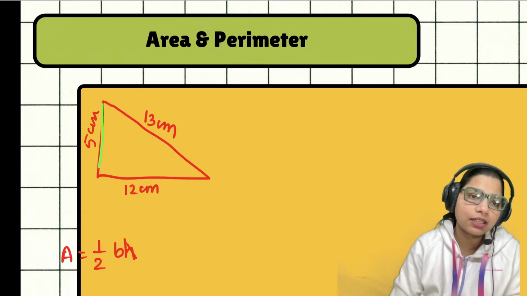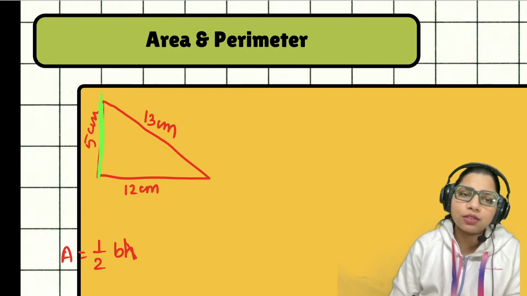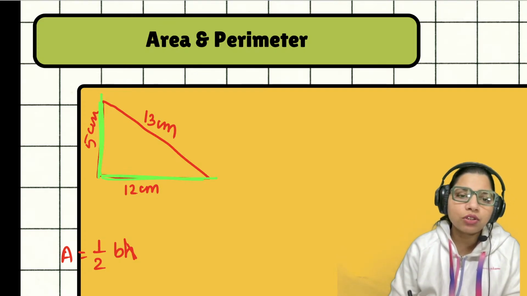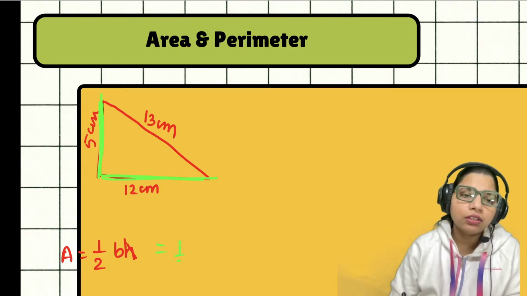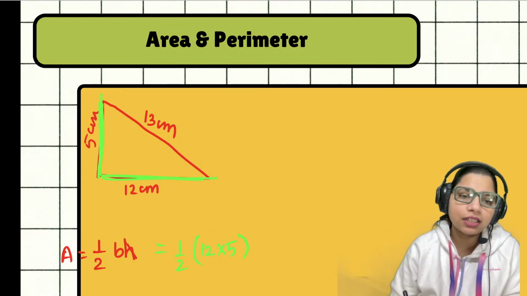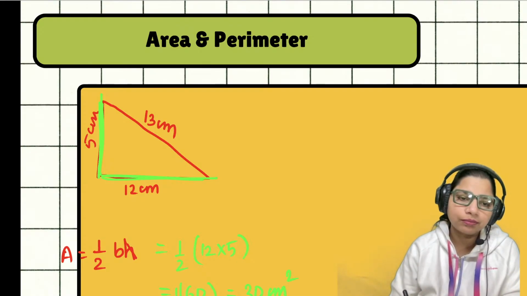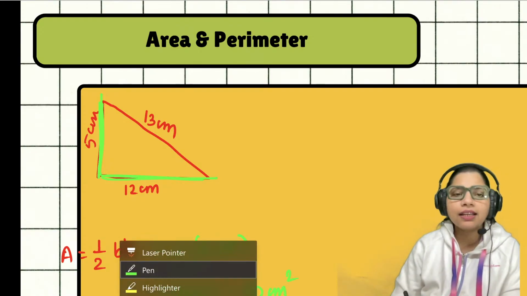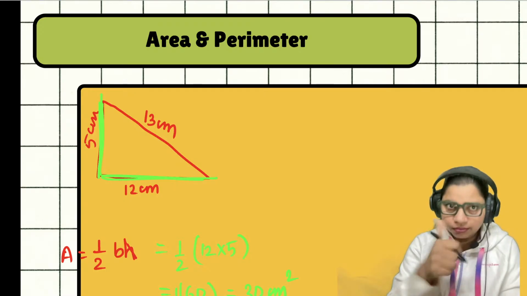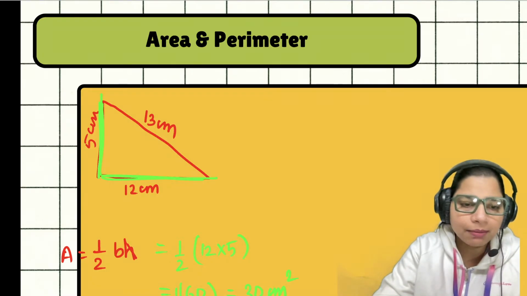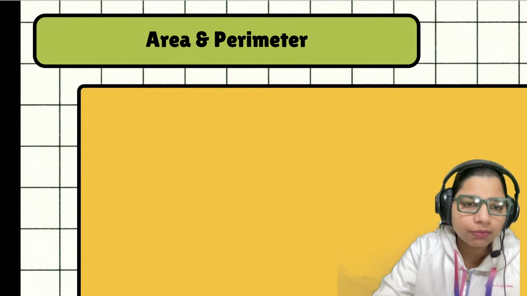This is the height, and that's the base. So we are going to do half the base, which is 12, times height. 12 times 5 is 60. Half of 60 is nothing but 30 squared centimeters. Correct? Hope that makes sense. Now let's try talking about some tricky questions.